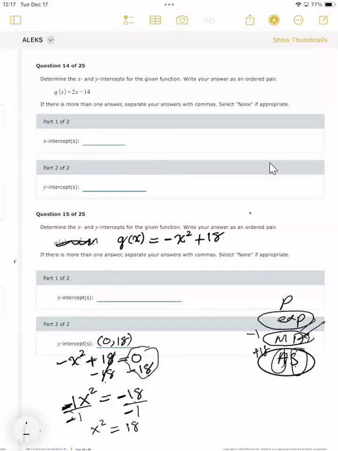Lastly, do I have an exponent? Yes. How do I get rid of that 2? I put a square root on both sides. That's how you get rid of that 2. But you have to remember to put a positive and negative. This 2 and the radical cancel, you get x. But how do I simplify 18?